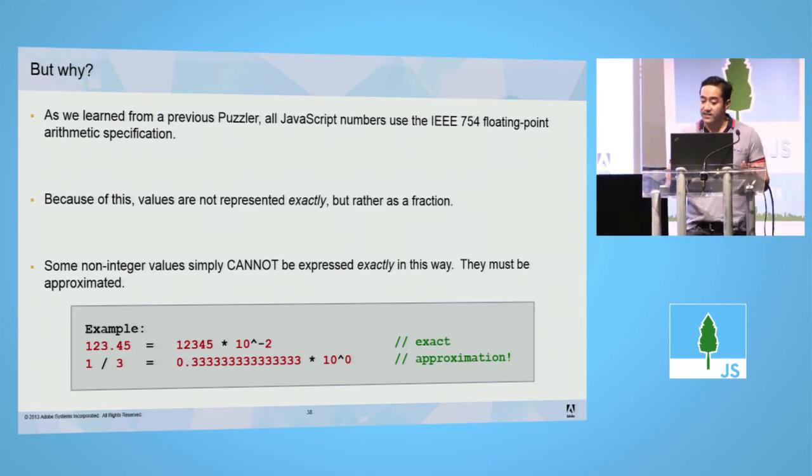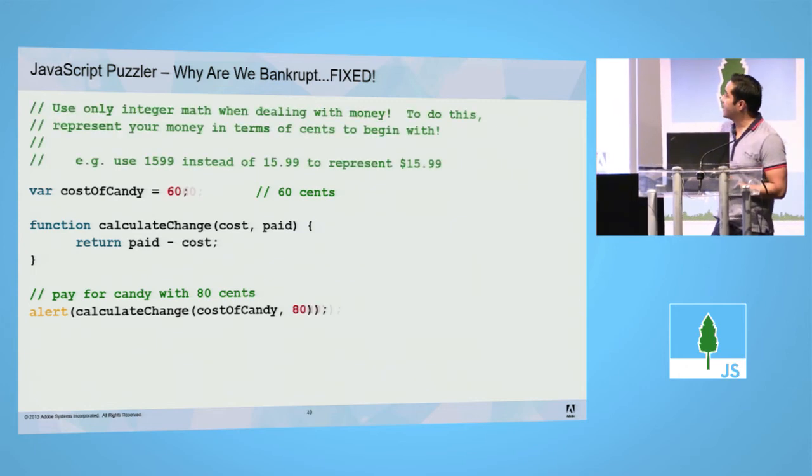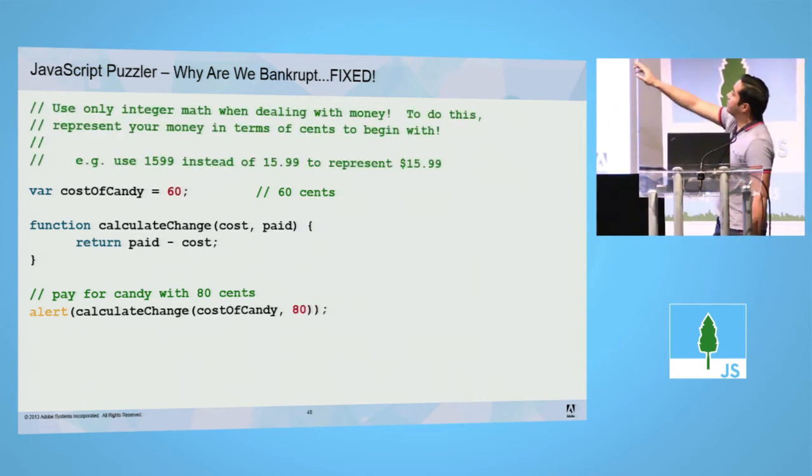So how do we fix this? How do we address this for this application? Well, when dealing with money, the answer is simple. Deal in terms of cents instead of in terms of dollars. So instead of using 0.6 to represent 60 cents, we should use 60 to represent 60 cents.